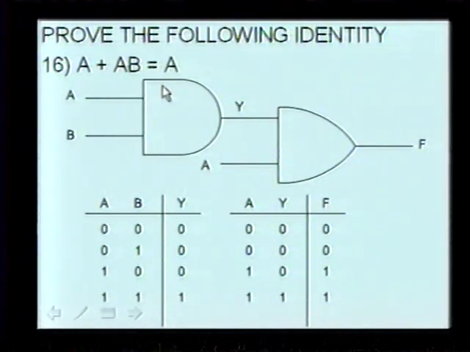So that is again true. That identity has been proven. So if you see the logic A ORed with A and B, you can simplify that just to A.